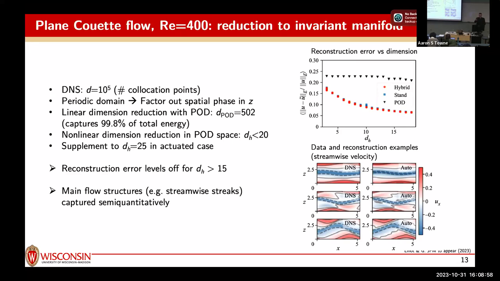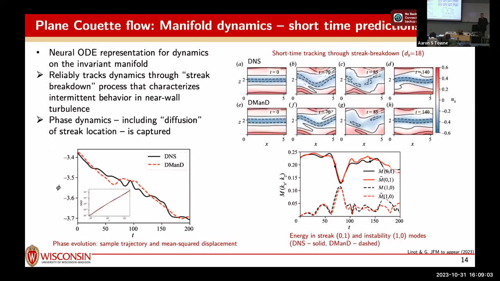And then with this low number of degrees of freedom, we can find an evolution equation. And so we've done that. So this is that evolution equation prediction, now at a DH of 18, so this is an 18 dimensional dynamical system. Here's direct numerical simulation. We chose this as an example of the so-called streak breakdown process. At t equals zero, you have these very nice straight streaks.